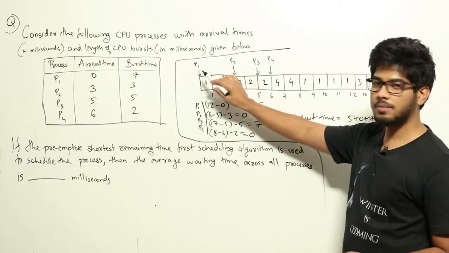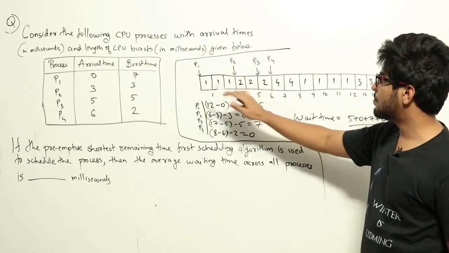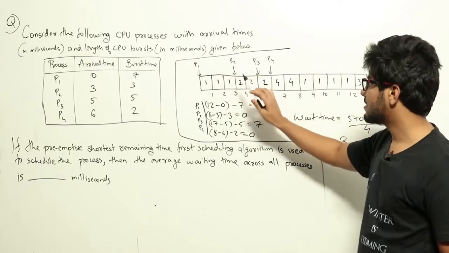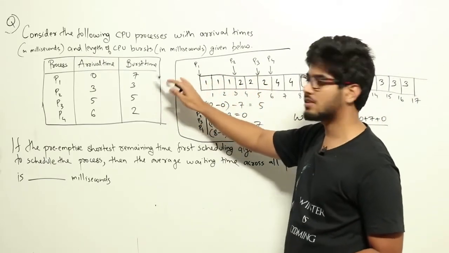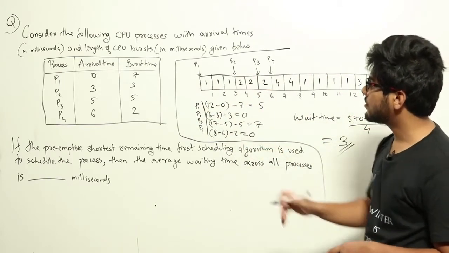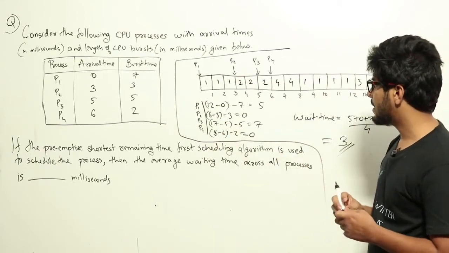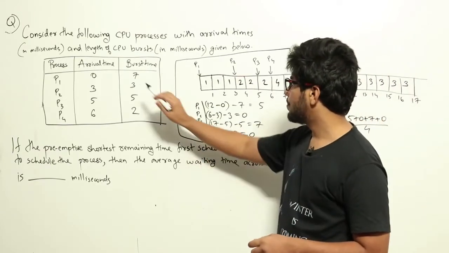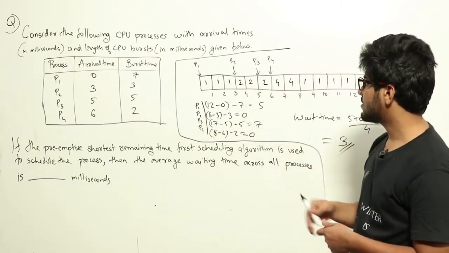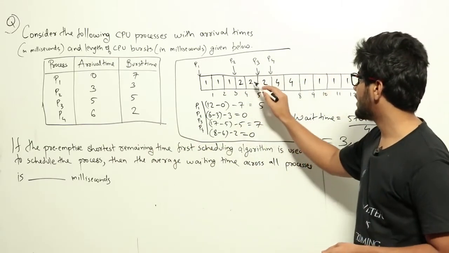Initially we have only P1 here, so we'll start running P1. After reaching 3, we'll see that P2 also has arrived. Now P1 has run for 3 milliseconds. There's a total burst time of 7 milliseconds, so the remaining is 4 milliseconds in P1 currently. Now P2 is also there. P2 has only 3 milliseconds remaining, which means according to the shortest remaining time first algorithm, P2 will be chosen to run now. There will be a context switch and P2 will be chosen since it's a preemptive shortest remaining time first algorithm. So we'll start running P2 here.